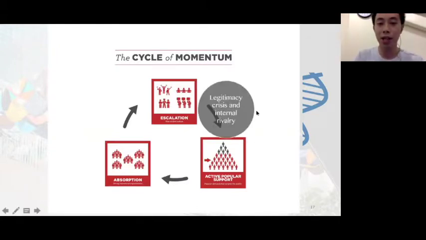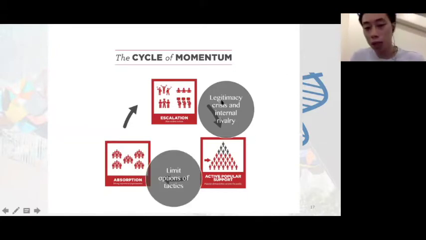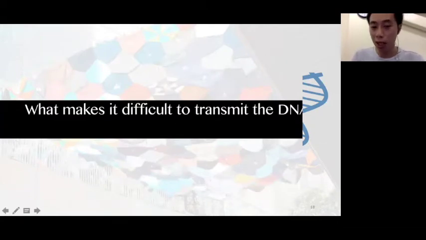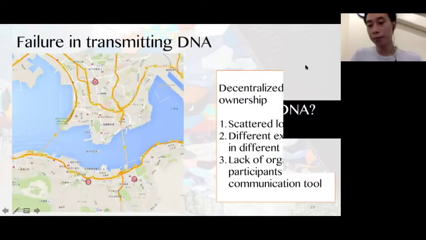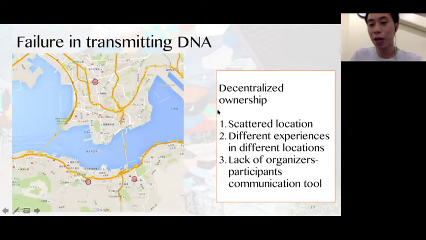So you can see this is a cycle of momentum. We have an escalation, we have a trigger point. But then, without transmitting the full DNA to the possessor, there are legitimacy crises and also internal rivalry, even within the possessor. There was general mistrust amongst the possessor. And without legitimacy of the leader or organizer, it limits our options of tactics. So I'm going to talk more about what makes it difficult to transmit the full DNA to the possessor. One of the factors is that we have a decentralized ownership.